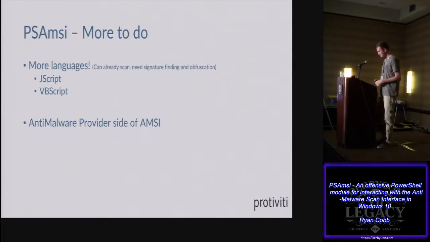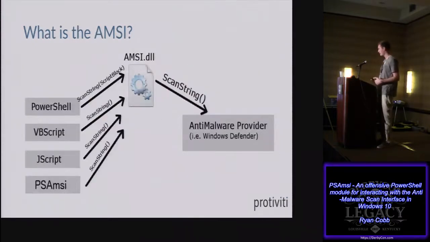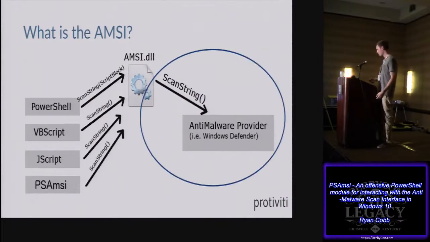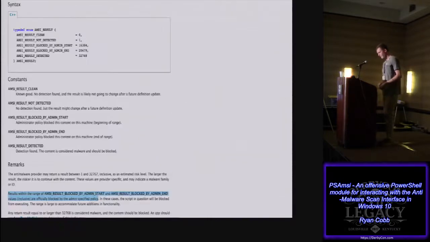So there's a lot more to do within PSAMC. Specifically, I'd love to implement support for more languages like JScript and VBScript that already take advantage of the AMSI interface. So we can already scan any arbitrary string, but we need to implement signature finding and obfuscation for those languages. And additionally, there's an entirely second side of the AMSI, right? So PSAMC lives on that left side of the screen, but then there's this whole right side interface that there is definitely more room for research.